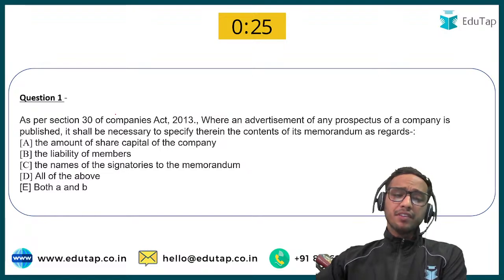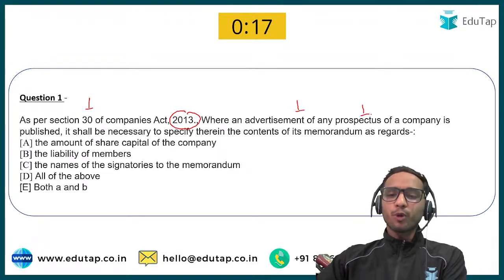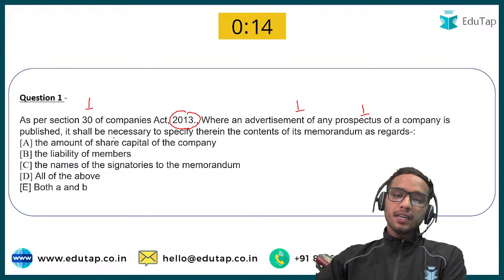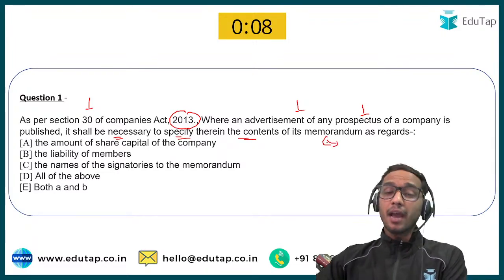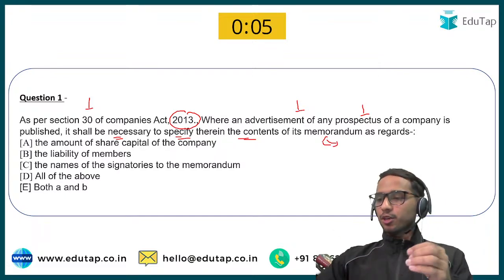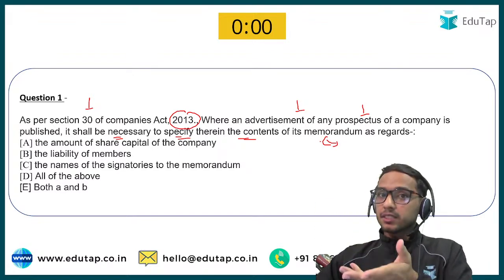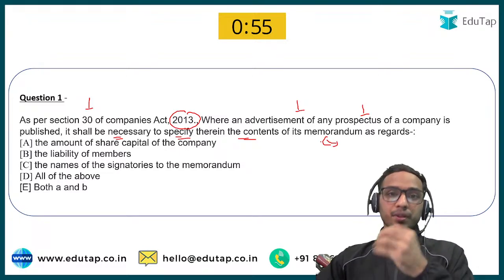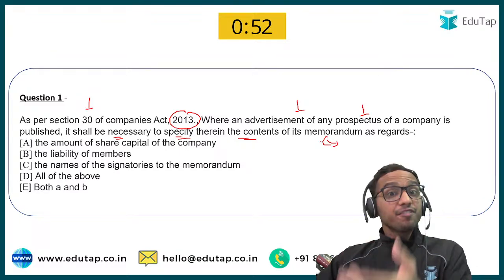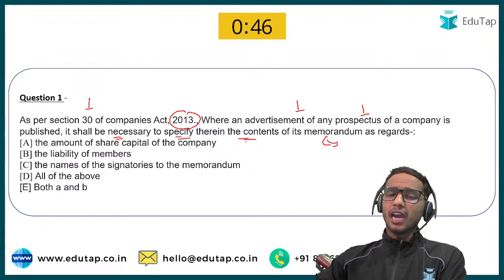The first question we have is, as per section 30 of the Companies Act 2013, where an advertisement of any prospectus of a company is published, it shall be necessary to specify therein the contents of its memorandum as regards to what? So the question is asking you, as per section 30, when there is an advertisement for the prospectus the company issues to raise funds, like in the case of IPO, in the case of FPO, they issue a prospectus. So what should it include: the amount of share capital of the company.